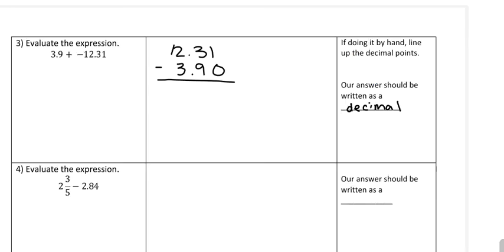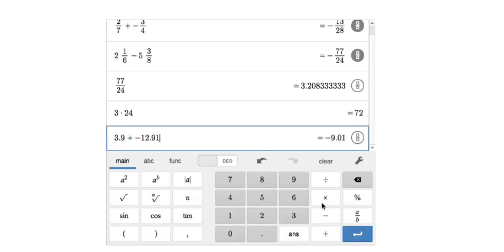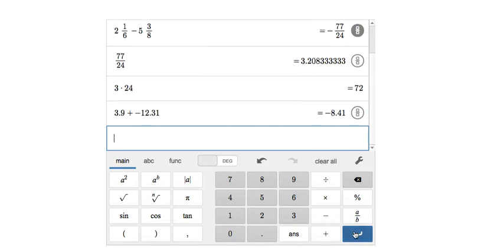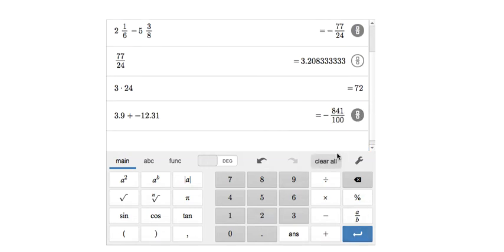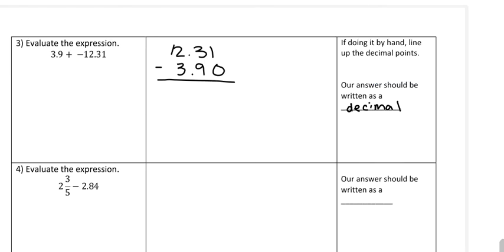Let me double check the numbers. 31/100. And that's negative 8 and 41/100. I could make it into a fraction, but we don't need to because it was just decimals. So negative 8 and 41/100 is my final answer. And that would be right because I have more negatives, so I want to make sure that it makes sense. I have 12 negatives, I only have 3 positives, so it should be negative.